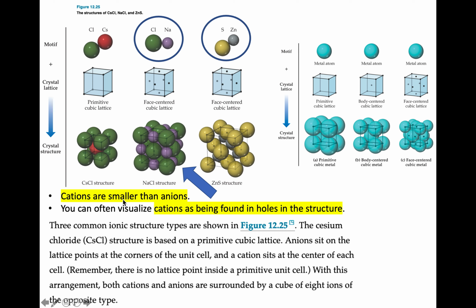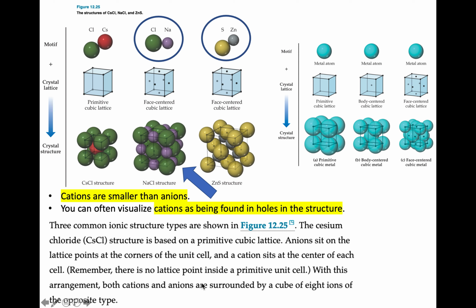Now, this idea that you can often visualize the cations as being found in the holes in the structure, I really see that here with the sodium chloride structure. It's as if I'm taking the chloride anion, which is larger, and I'm putting it at all of the different lattice points in the face-centered cubic. And then in the resulting hole that's next to each of those, in the smaller space there, that's where I put the cations. So a lot of times, because the anions are larger, in a way they dominate the structure, they give an initial framework, and then we can consider where the cations would be found within that.